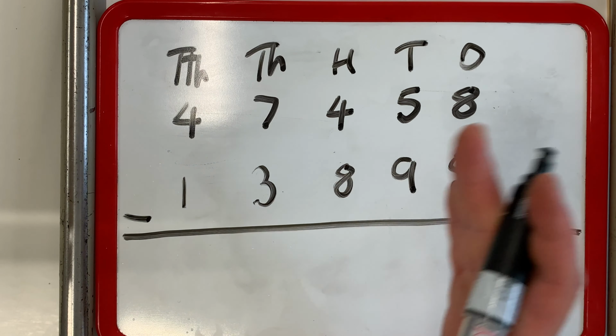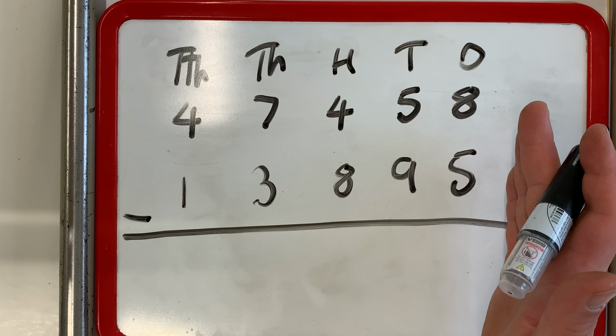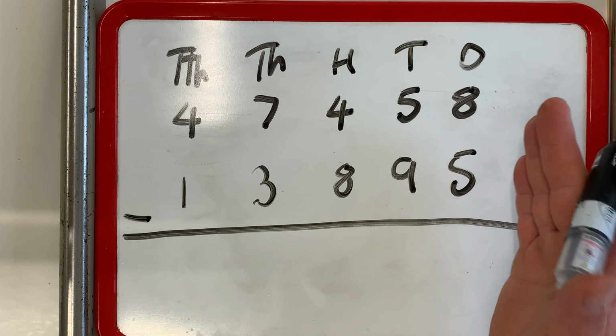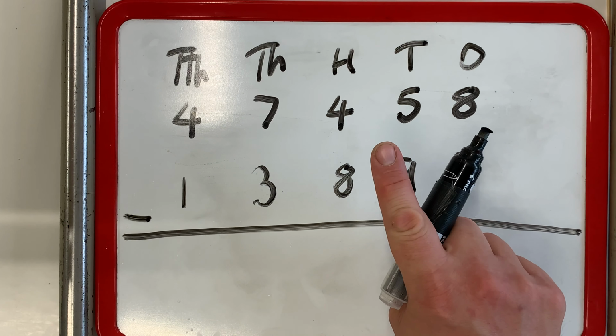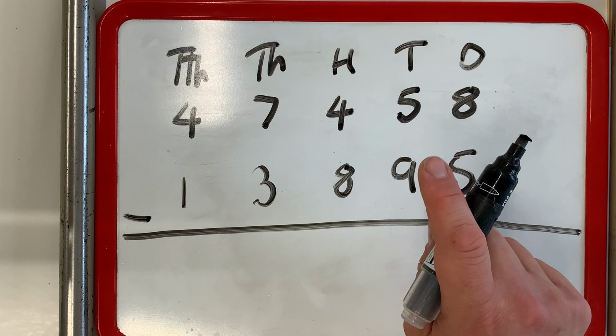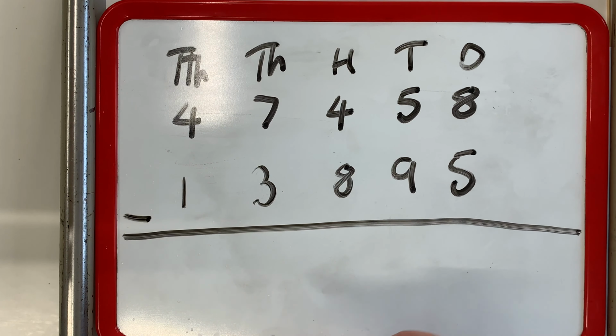So now we work from the ones column, subtracting each time. And if the top number is smaller than the bottom number, we've got to take 1 from the column on the left and add it to the top number. And this is either called changing or decomposition.